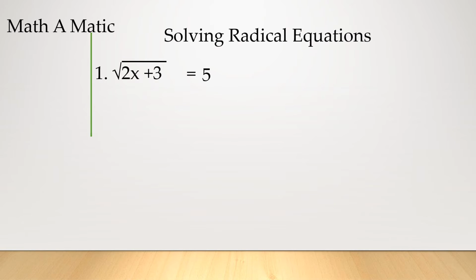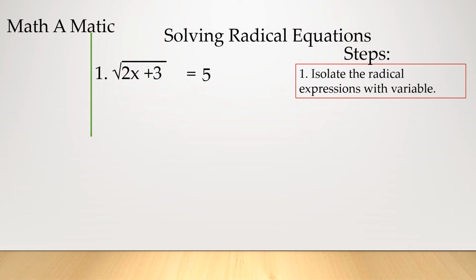So how are we going to solve radical equations? Here are the steps. First, we need to isolate the radical expression with the variable. In this given equation, this is the radical expression. Isolate means we are going to put this on one side of the equation, usually on the left side.